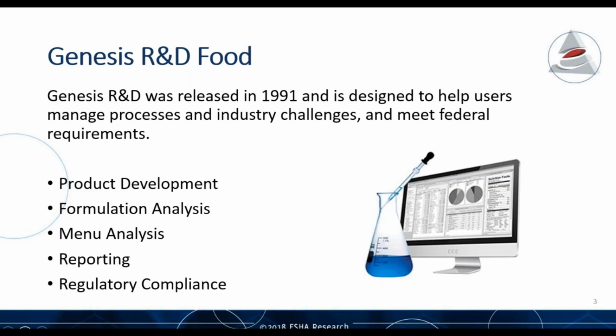Today we're going to look at the Genesis R&D Food application. Genesis was released in 1991 and was designed to help users manage processes and industry challenges and meet federal requirements for nutrition labeling and packaging. You can do product development, formulation, menu analysis, reporting, and regulatory compliance.